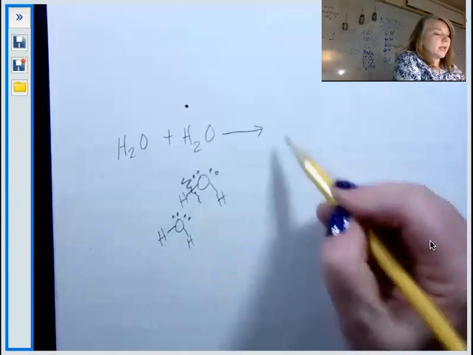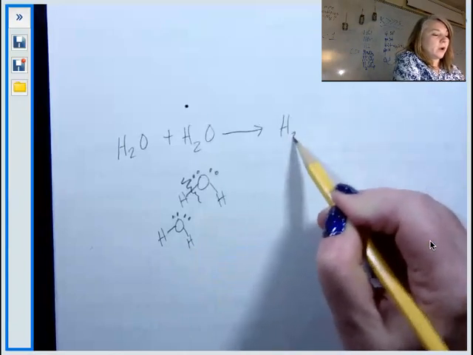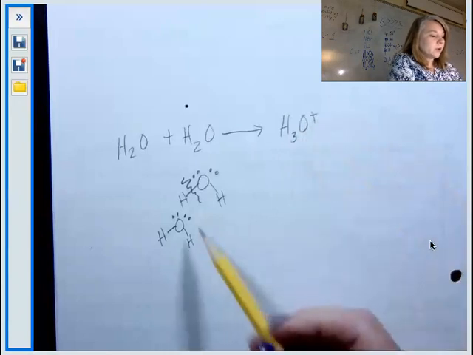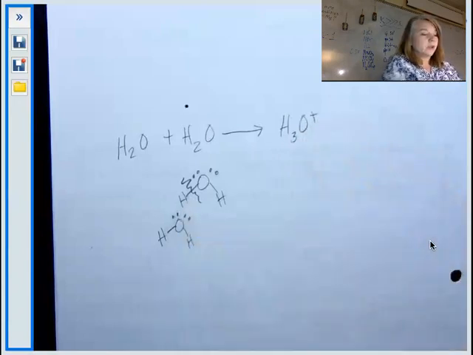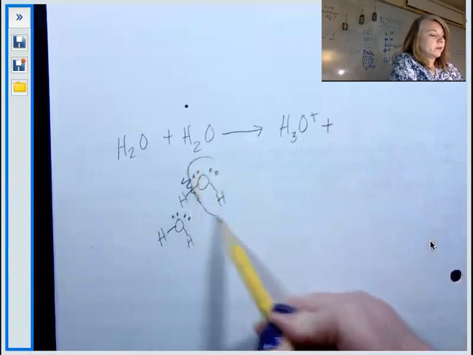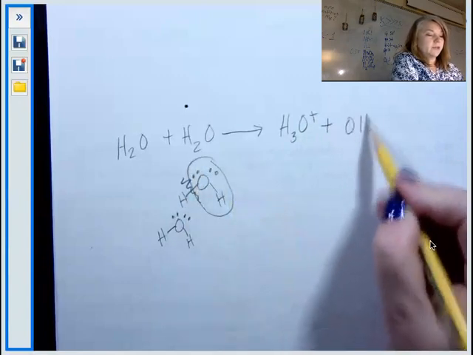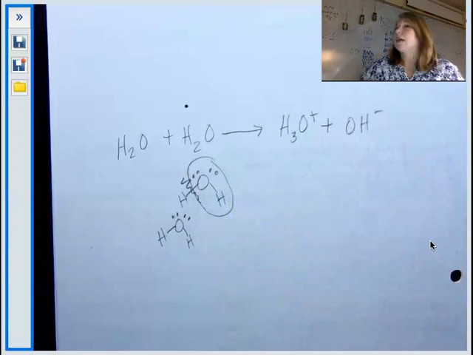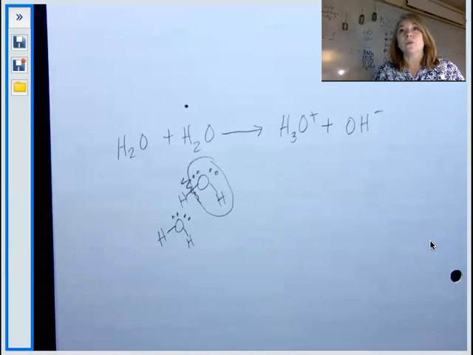Whenever it does that, you end up with the hydronium ion. If that one rips off that hydrogen, you have a hydronium ion, and then the leftover piece, this part, is, very good Javante, the OH negative, the hydroxide ion. And so you see how water can behave as either an acid or a base.